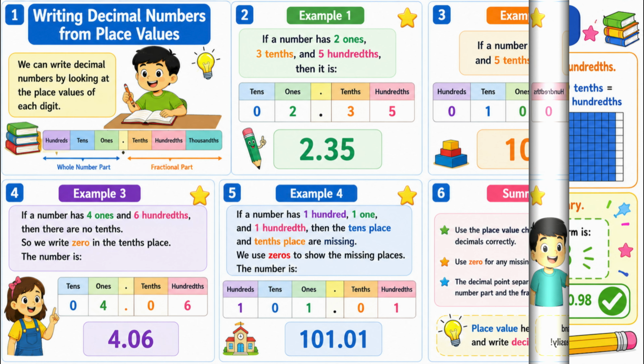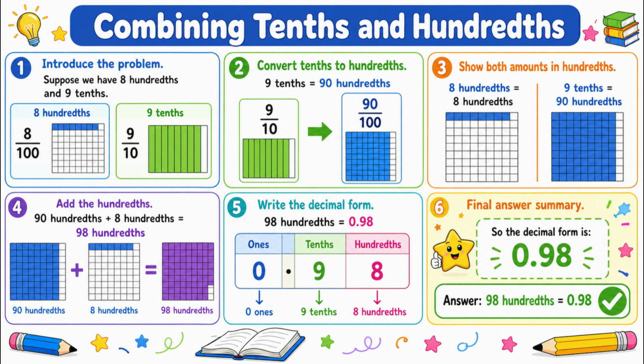Combining tenths and hundredths. Suppose we have 8 hundredths and 9 tenths. First, convert 9 tenths into hundredths. 9 tenths equals 90 hundredths. Now add 90 hundredths plus 8 hundredths equals 98 hundredths. So the decimal form is 0.98.